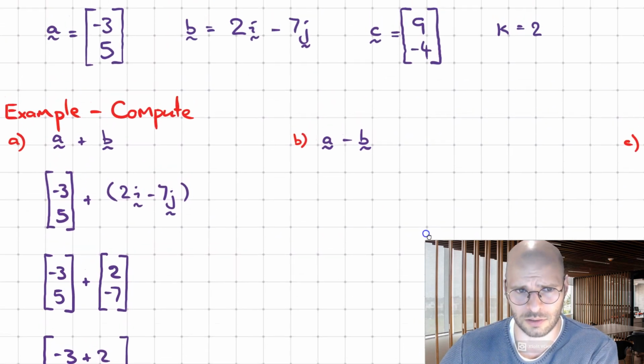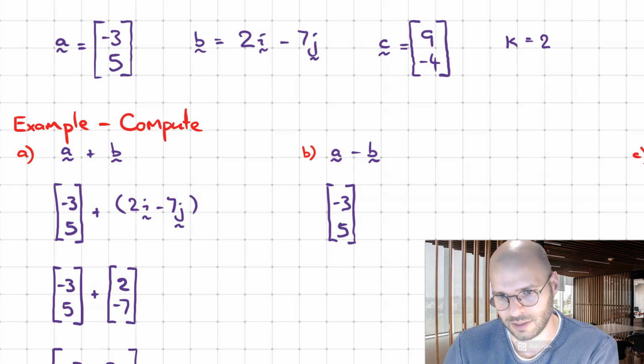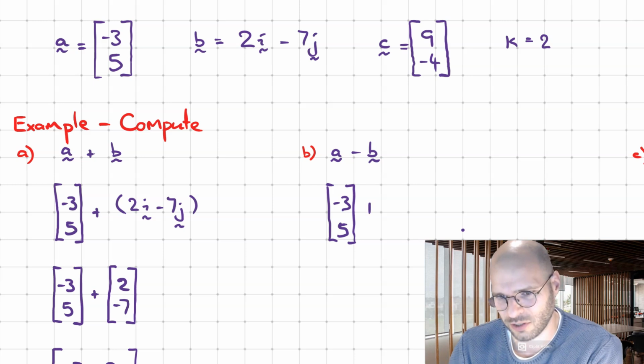Alright, moving along. Next one is vector A take away vector B. First thing I do is I get my values and I key them in. So it's minus 3, 5. The operation is subtraction, and I'm going to have 2i minus 7j. Now from the geometric lesson we learned that when we take the negative of a vector we simply reverse it. Another way to think of it is you're adding a negative, so I'm going to change that A minus B into A plus minus B.